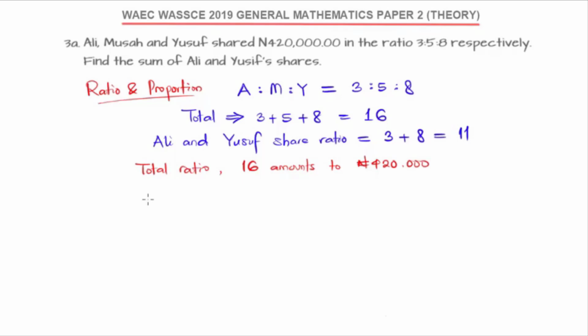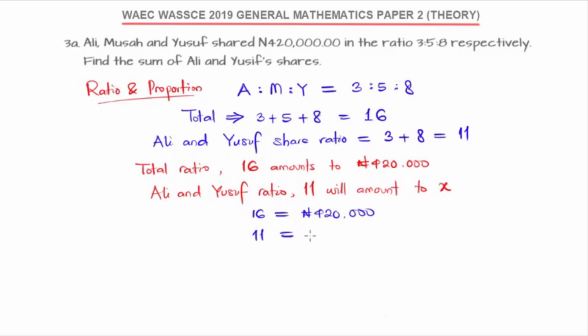But then we are looking for the amount that Ali and Yusuf share. Ali and Yusuf, if you are taking them together, actually is ratio 11. It will amount to the value that we are looking for, which we can call X. So if you relate this together, we can say 16 is equal to 420,000 naira, 11 is equal to X. And just as simple as that, if we cross multiply, we'll have 16x is equal to 11 times 420,000 naira.